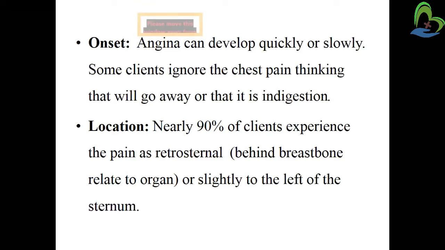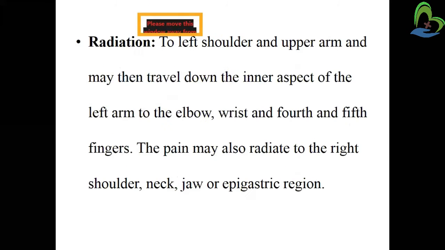And then location. What are the places where the pain is occurring? Nearly 90% of clients experience pain at the retrosternal region, meaning behind the breastbone, or the organs which are at the backside of the breastbone. So the pain is occurring in the backside of the chest region, the retrosternal region, behind the sternal region. This relates to the breastbone, which has the organs behind it, and there the pain is initiating.